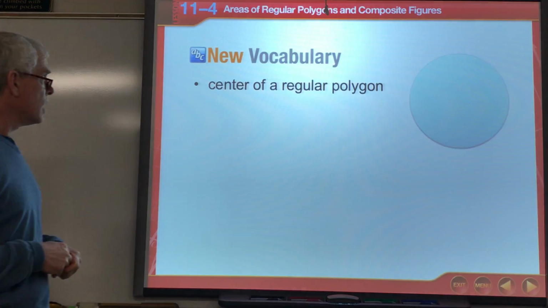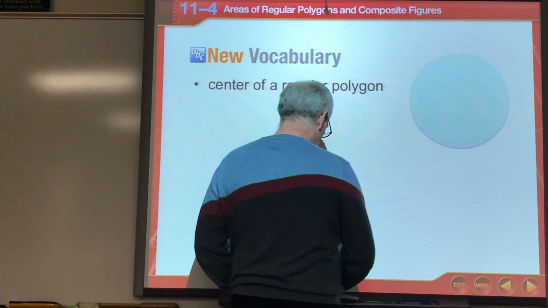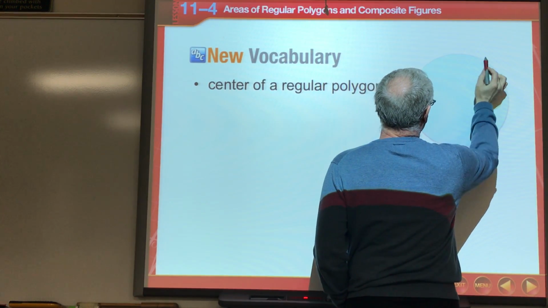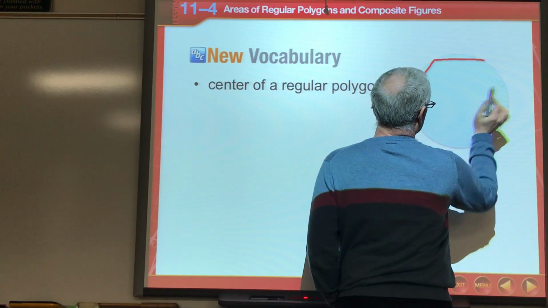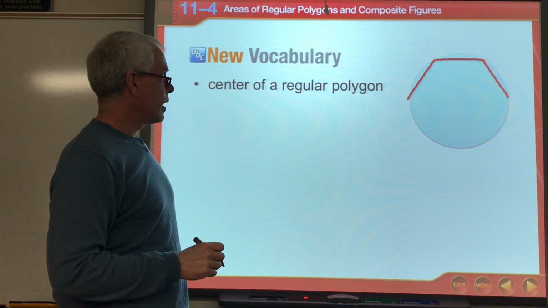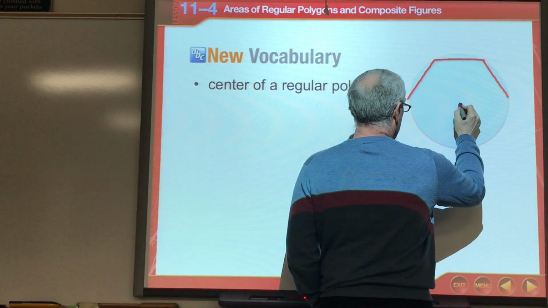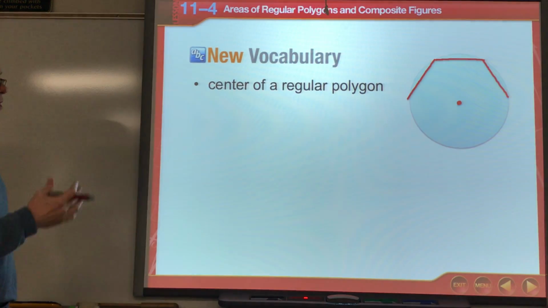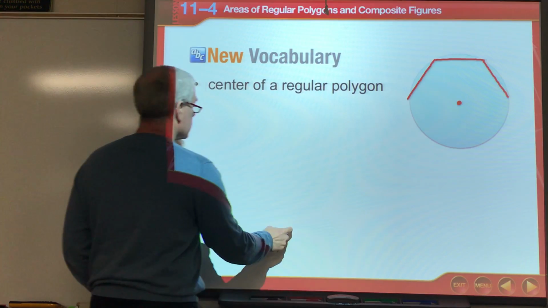So, the center of a regular polygon. So if I take a circle and I circumscribe it about a polygon, okay? And I'm gonna do my best to sketch this here. This isn't gonna be perfect, but let's say I put my polygon inside of that circle, okay? The center of that circle would be the center of the polygon. So that would be an example of the center.